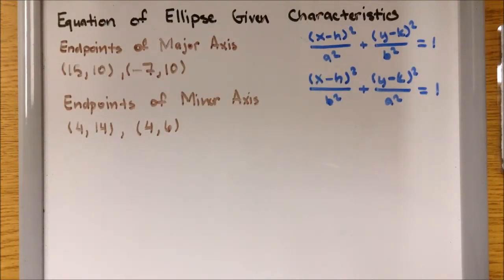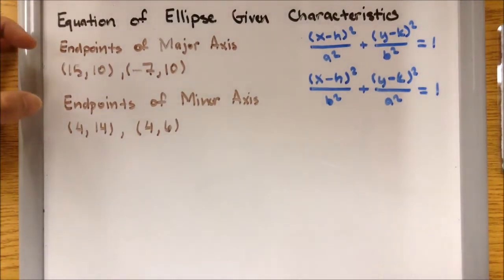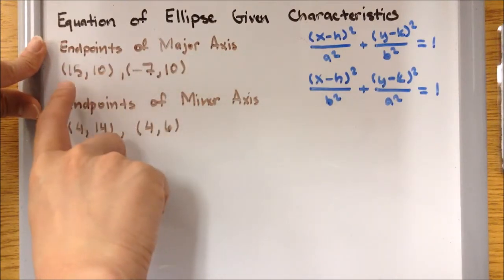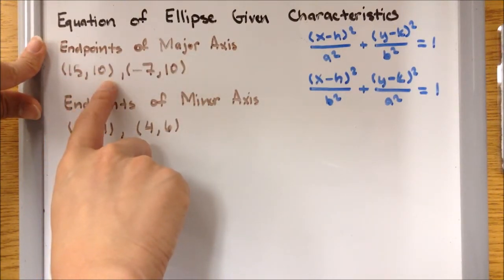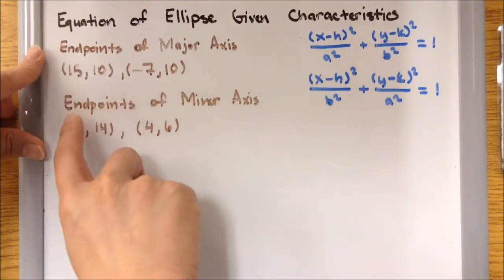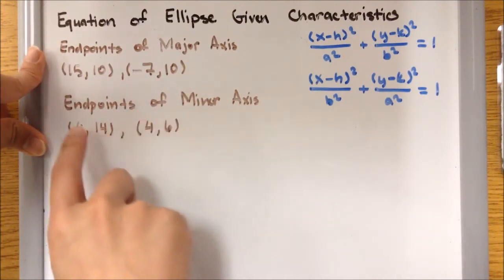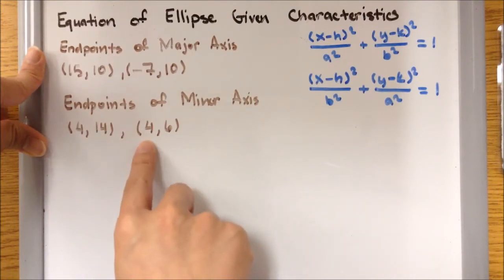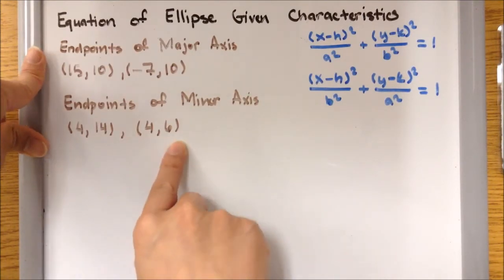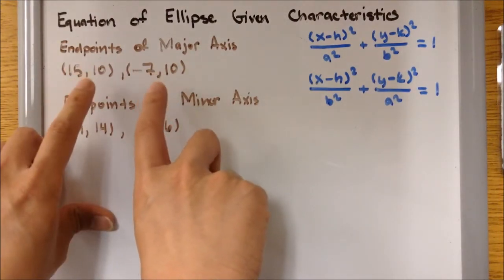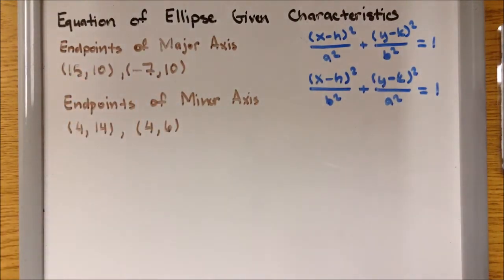In this video, we continue with the equation of an ellipse. For this example, the endpoints of the major axis are (15, 10) and (-7, 10). The endpoints of the minor axis are (4, 14) and (4, 6). So here are our two endpoints for the minor axis and our two endpoints for the major axis.